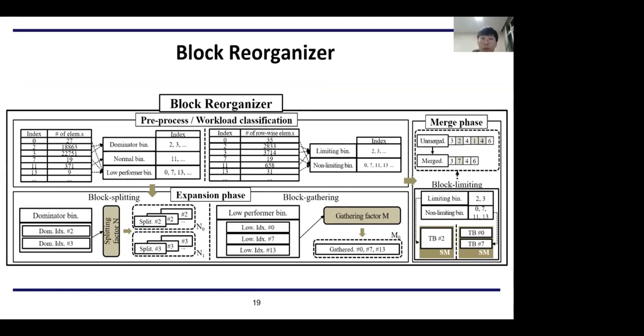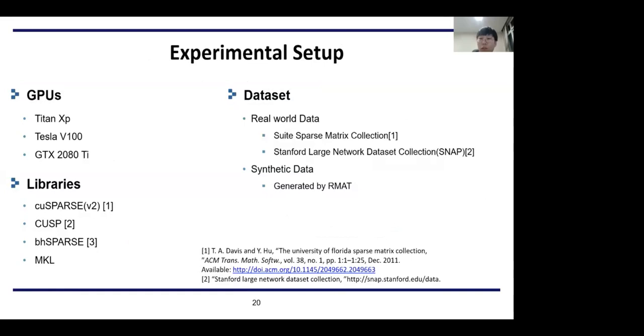Now let me move to the evaluation. We evaluated block reorganizer on three different NVIDIA GPUs and compared it to four well-known libraries. We used real-world datasets from the Florida Matrix Collection and the Stanford Large Network Dataset Collection. Most matrices from the Florida collection are regularly distributed matrices, and most matrices from the Stanford collection are skewed matrices. We also use synthetic data to further evaluate our method.